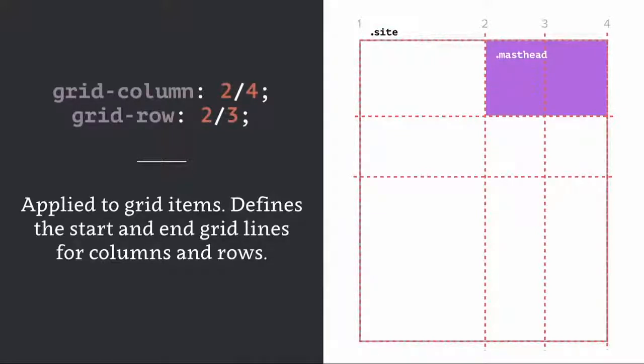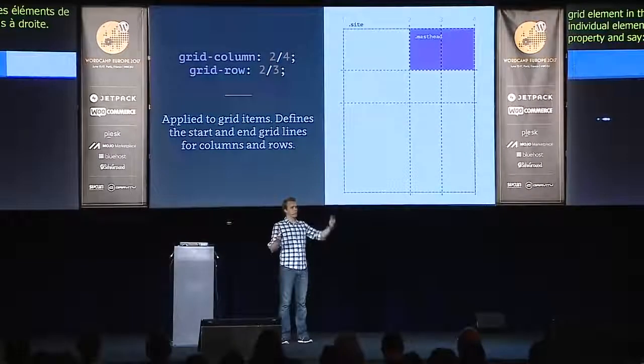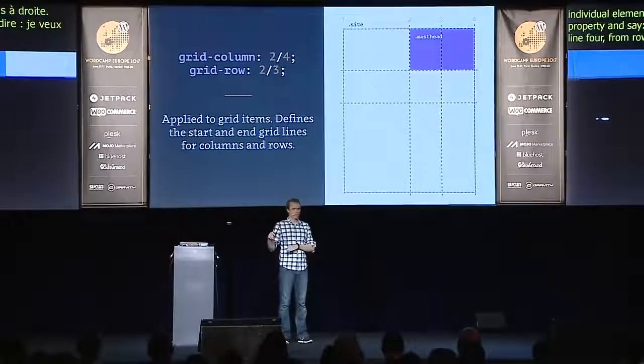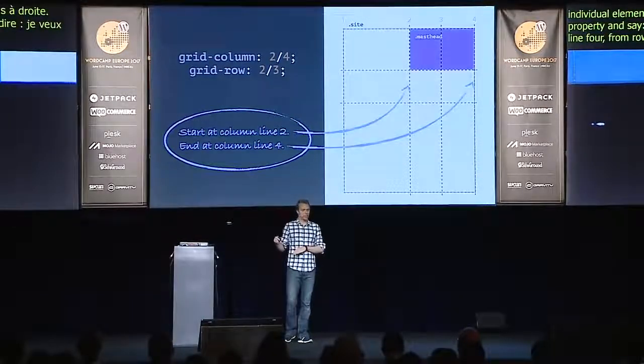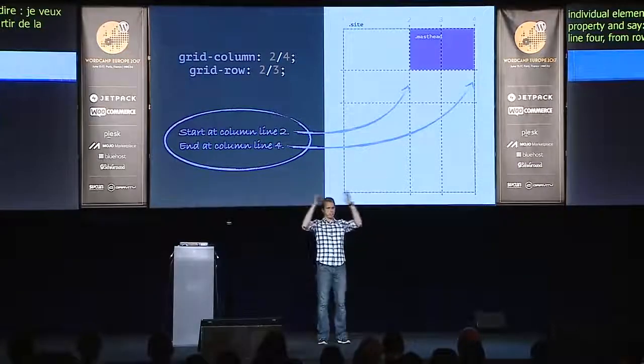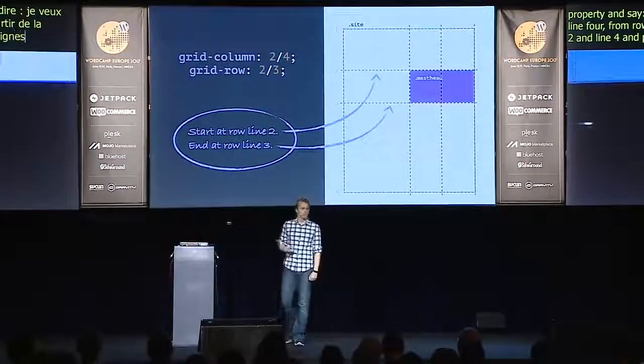Then, for each individual element, you can, if you want to, declare a grid column and a grid row property and say, I want this element to appear from column line 2 to column line 4, and from row line 2 to row line 3. That means you literally find column line 2 and column line 4, and you put the content in between those two lines. Same with rows.